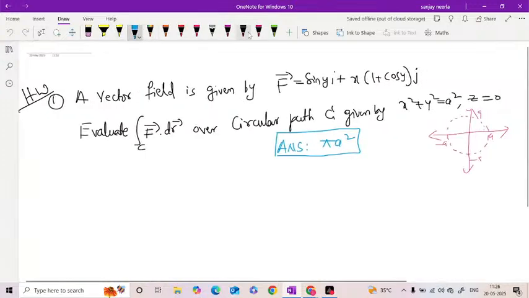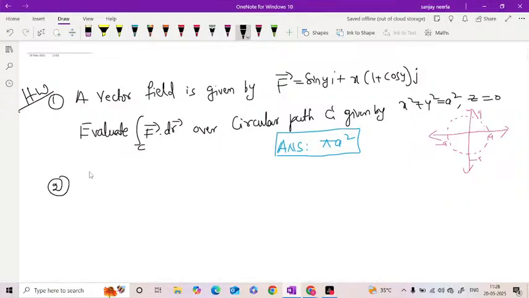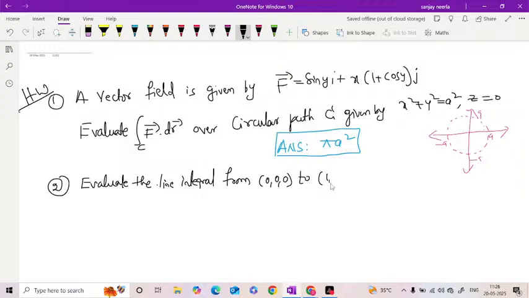Now come to the second problem. Evaluate the line integral from the point 0 0 0 to 1 1 1.